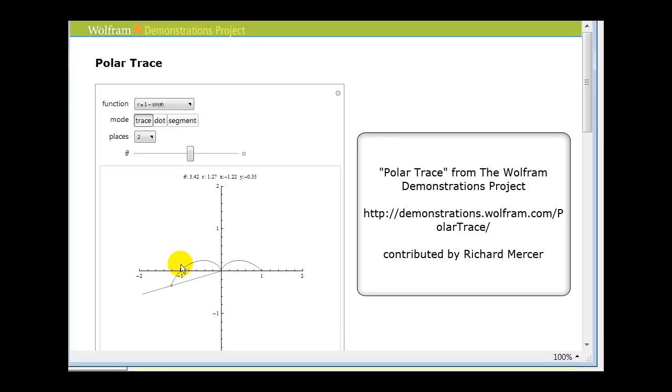From pi to 3 pi over 2, notice the r value is still positive. We're plotting in that quadrant. And in the fourth quadrant, we have completed the graph. So this graph does take 2 pi radians to complete.